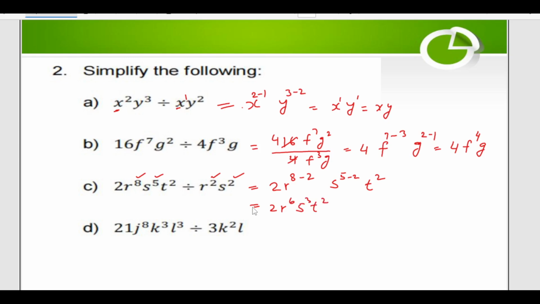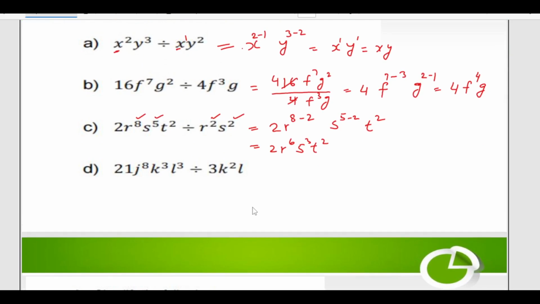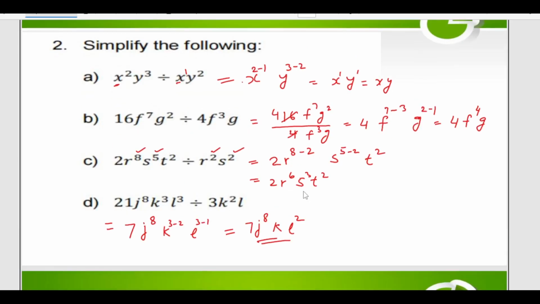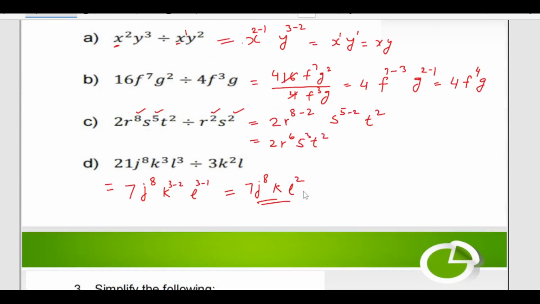Now part D of this, we have 21. Again you have two numbers here. So 21 divided by 3, it is 7, and then j power 8, there is no other j here. k power 3 minus 2 and l power 3 minus 1, right. So this is 7 j 8 k 1 and l squared, right. So this is the final answer. So this is how you will deal with questions that involve multiplication and division, right.